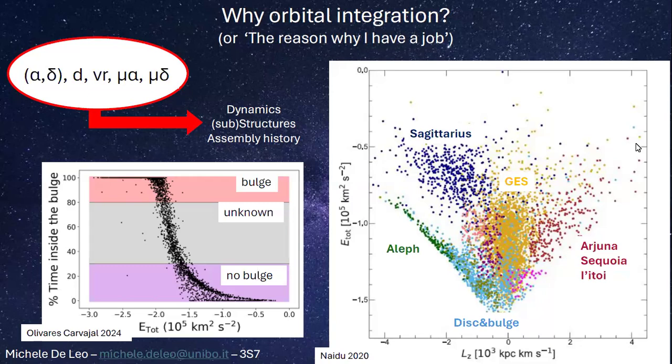And the orbital history also allows you to study the assembly history of the Milky Way, which is a hot topic at the moment. These are just two examples, one from a paper from a PhD student in Chile, Julio Olivares Carvajal, where we use my integrator to select the stars that spend more time in the bulge region of the Milky Way. And the other is one of the many examples of the angular momentum versus energy plot that's used widely to explain the assembly history of the Milky Way.